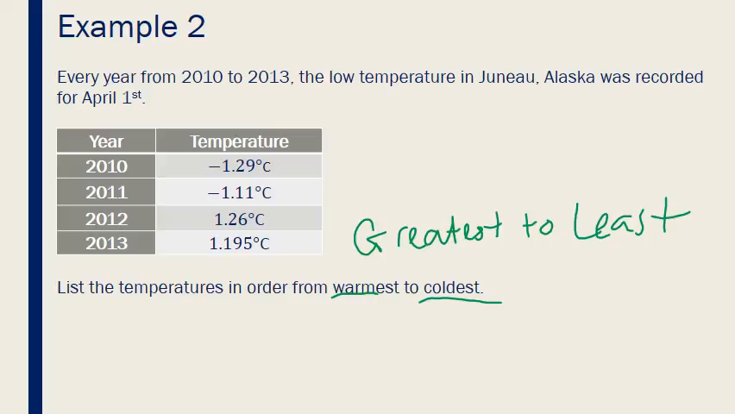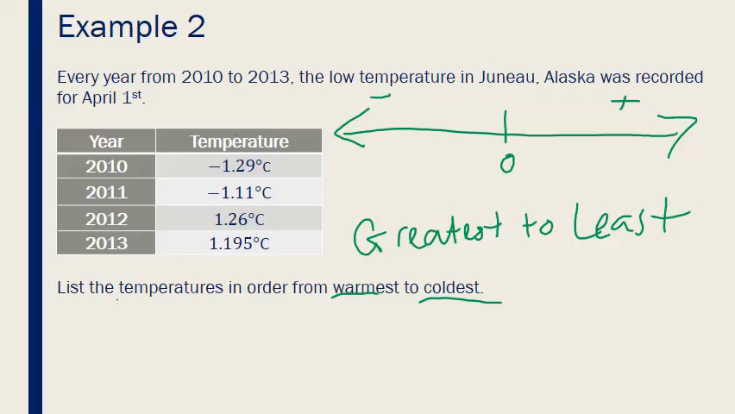All right, so now let's look at them. We're going greatest to least. Well, you know from your number line that you should always do when there's negatives involved, your positives are greater than your negatives, correct? Of course, we all know that. So what are my two positives? Yeah, 2012 and 2013. 1 and 26 hundredths degrees Celsius and 1 and 195 thousandths degrees Celsius. Well, which one's greater?